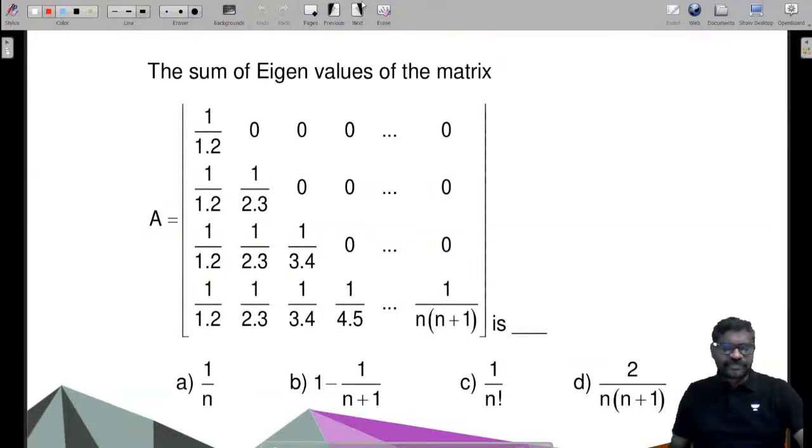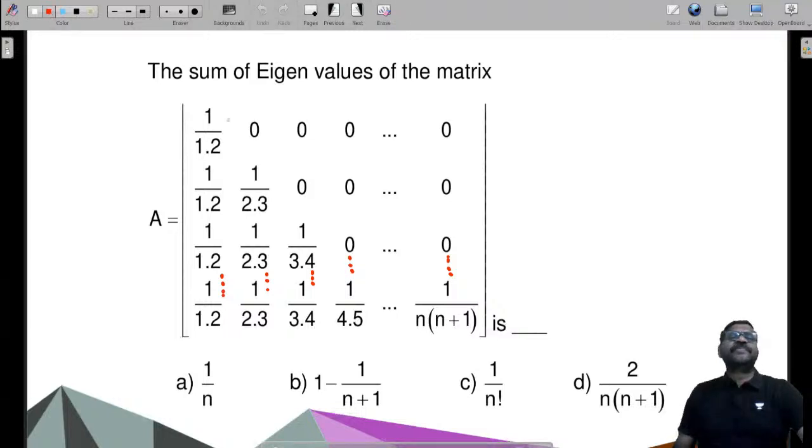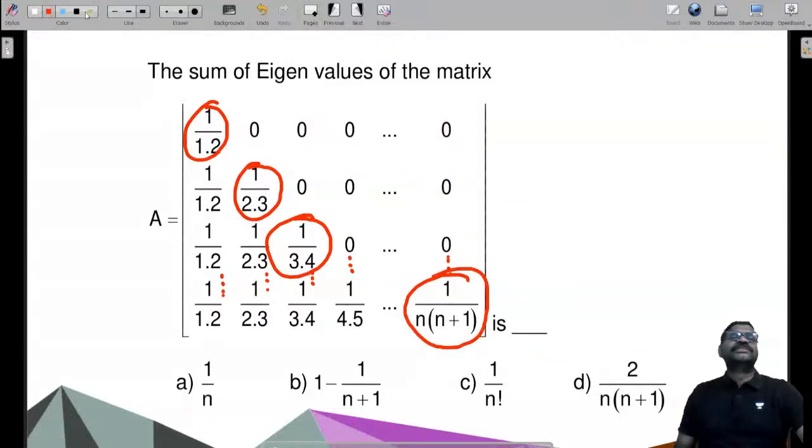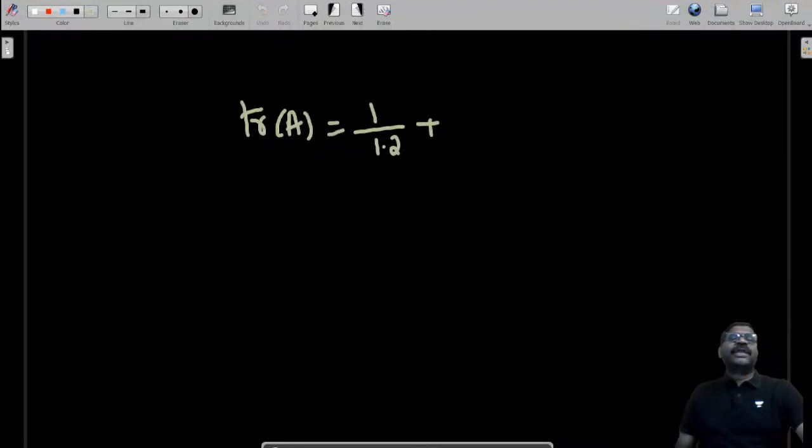Next problem. The sum of eigenvalues of the matrix. Actually it is n cross n matrix. Here dots are not printed. Sum of eigenvalues equal to trace of the matrix. The trace is given by 1 1th element, 2 2th element, 3 3th element, n nth element.